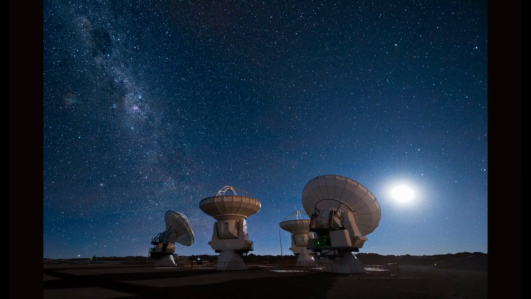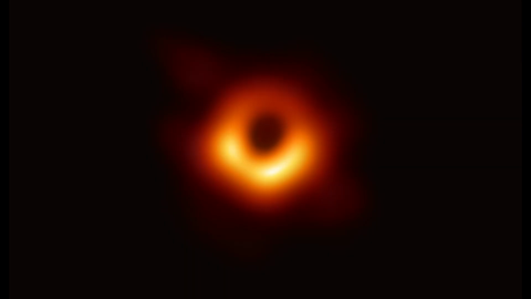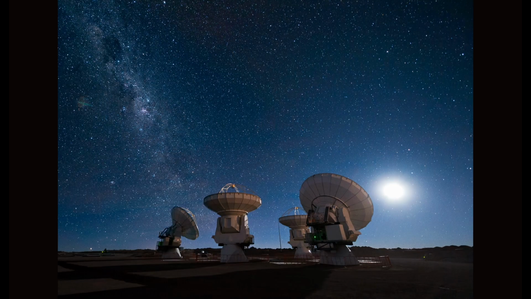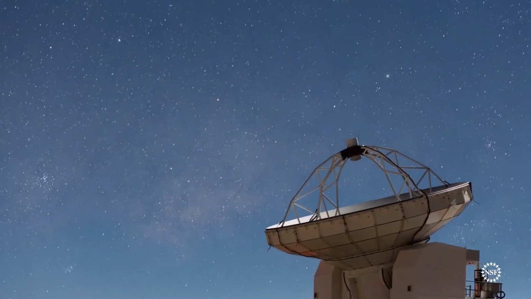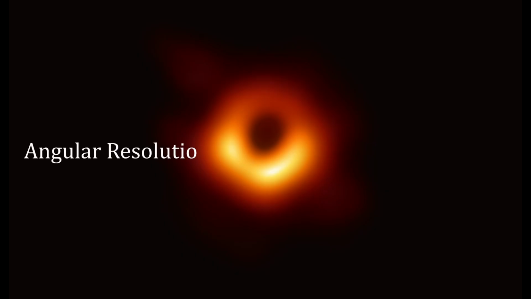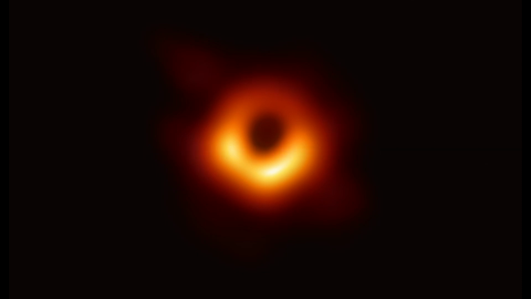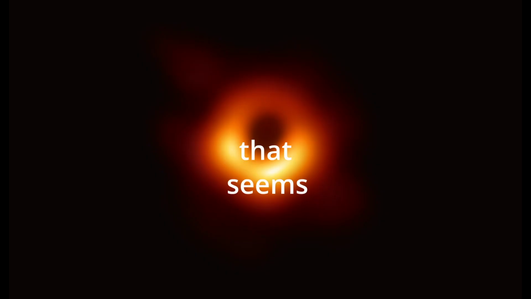So in order to observe the radio waves, we use radio telescopes. To observe something this small, we need a telescope with very small angular resolution. Angular resolution is basically the sensitivity of the telescope. For example, if the radio telescope directly observes the region from which the radio waves from the black hole are coming, it would form an image. Angular resolution is inversely proportional to the diameter of the telescope. But a black hole is so small in the sky that to observe it, we need a telescope as big as the Earth. That seems impossible.